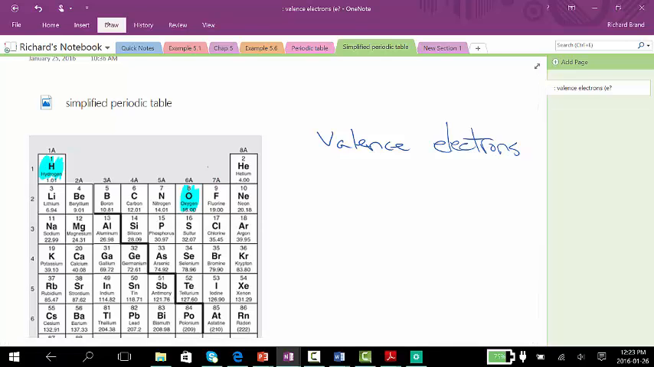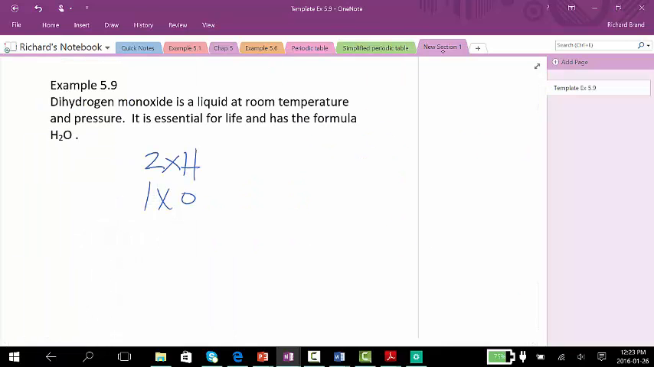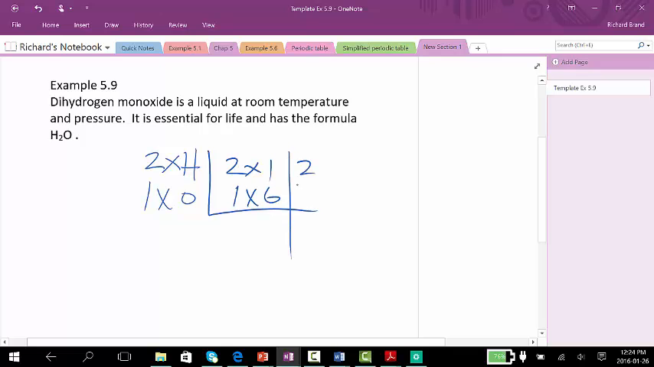So now I'm going to do my electron tally. So we have hydrogen, we have oxygen. Each hydrogen brings one valence electron. Each oxygen brings 6 valence electrons. Now, that means that when I go to find out the total number of valence electrons available, 2 hydrogens, so 2 times 1. And there's only one oxygen, so that's going to be 1 times 6. 2 times 1 is 2, 6, a total of 8 valence electrons are available.